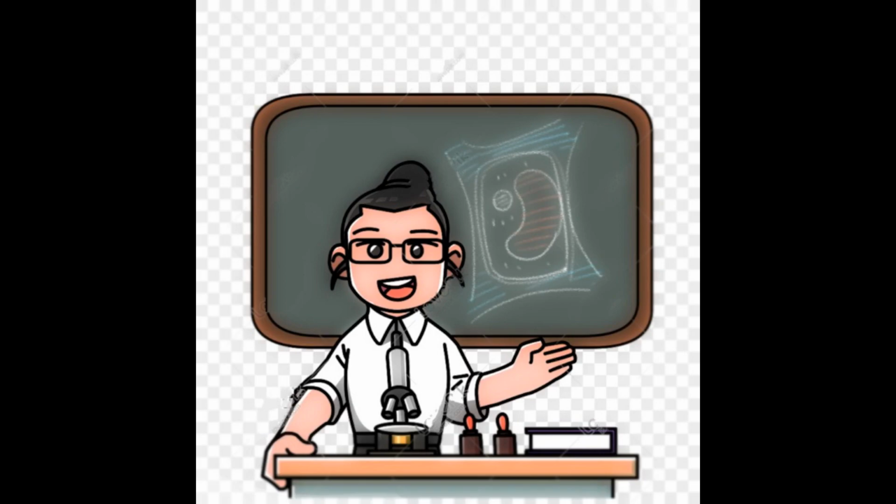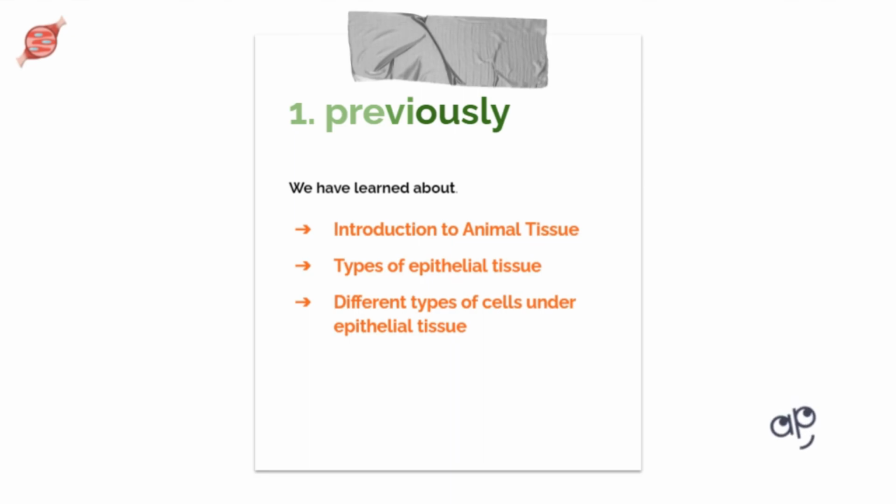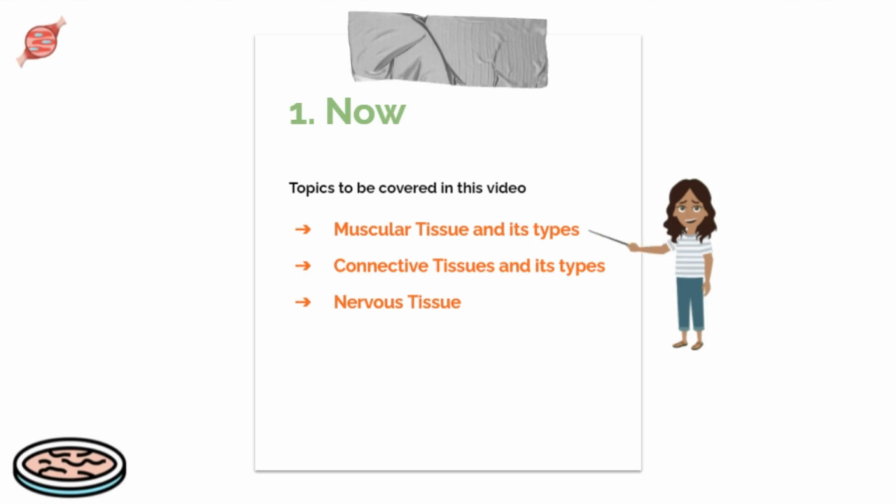Students, today in this video I shall finish the chapter tissues as I am going to explain various types of animal tissues. In my previous video we have gone through the introduction of the topic animal tissue, as well as I differentiated the types of epithelial tissue and the different types of cells under it. So, in my video today, we shall study the muscular tissue and its types, that is, the striated muscles, the non-striated muscles, and the cardiac muscles.